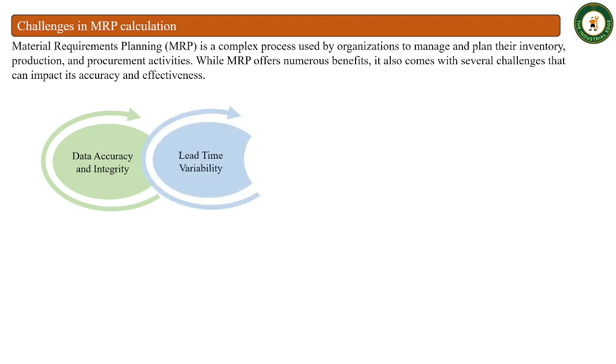Second point, lead time variability. The lead time required to procure material can vary due to factors such as supplier delay, transportation issue, or unexpected disruptions. MRP systems often use average lead time, but real-world fluctuations can lead to either excess or insufficient inventory levels.